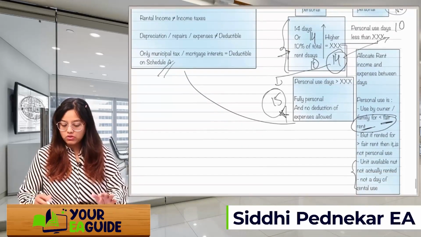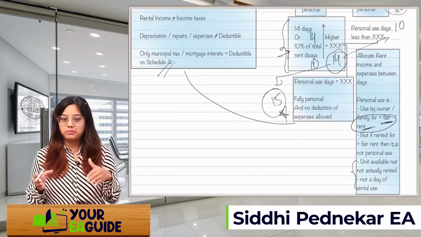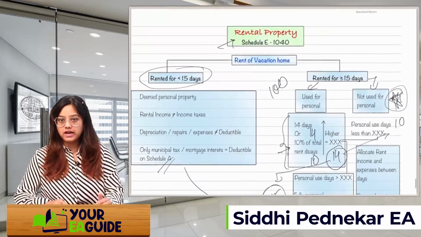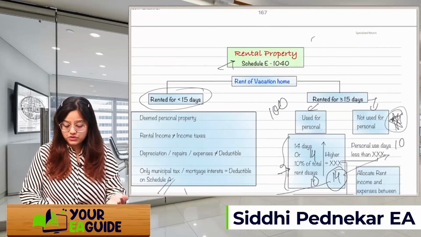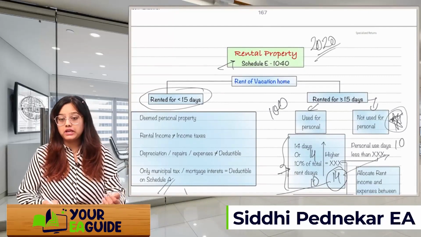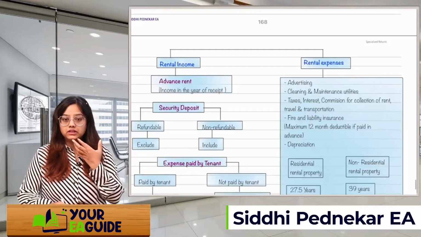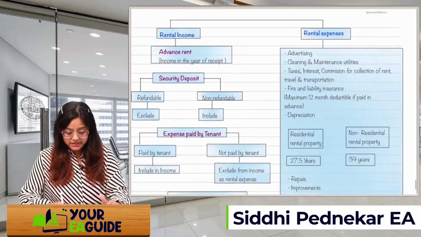And if it is more than that, then you will allocate the rental income and expense between the days, like which are the personal days and which are the rented days. Got it, guys? This was not included earlier. Since 2020, this topic has been included. Okay. Next is rental income and expense. What all things will be included in your rental income and expense?